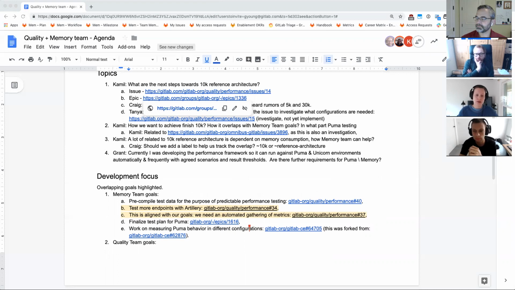Is the issue that describes what you were just talking about, as far as getting a stable data set, that performance 40 here, the first thing under your goals?